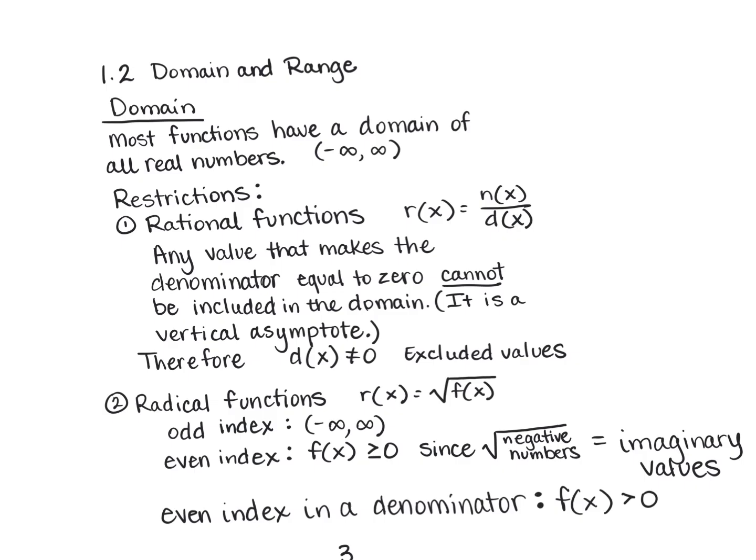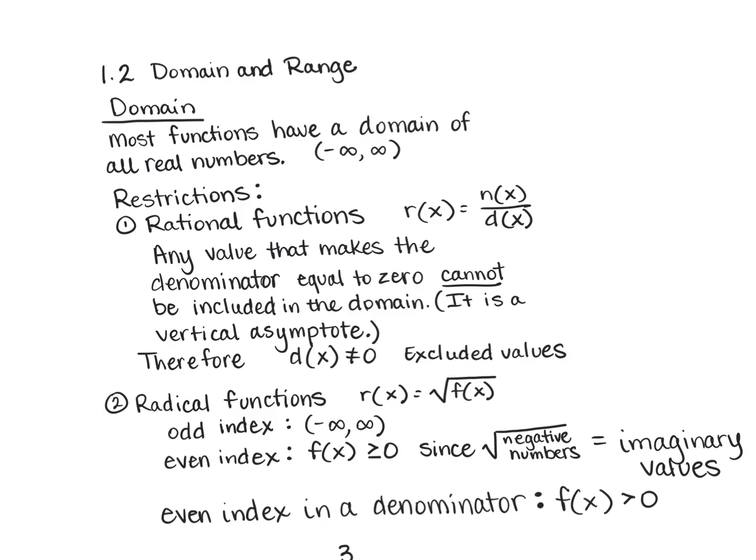All right, so then secondly, you can have radical functions. So this is where you have a square root symbol, and then you have a function underneath it. So if you've got x's under there, then you have to pay attention to what your index is. Now the index is the number that's on the outside right here. So if that is odd, so if it's the third root, fifth root, seventh root, then you don't have to worry about a restriction because there isn't one.